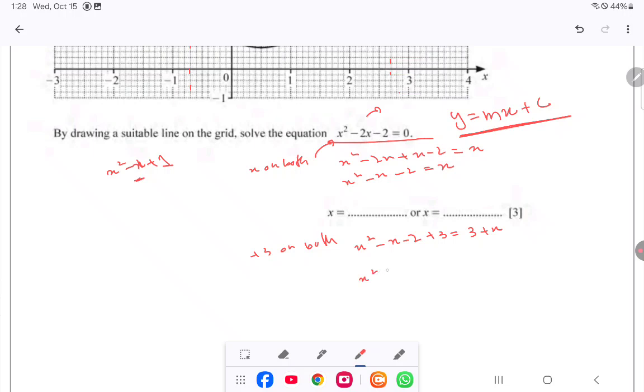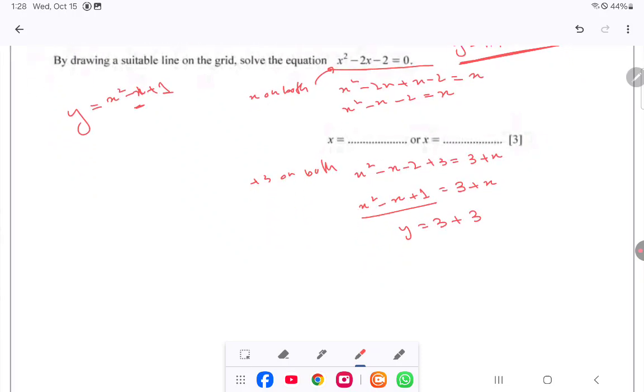Now x squared minus x plus 3 minus 2 will give you positive 1, equals 3 plus x. Now we can substitute this, which is equal to y. y is equal to 3 plus x, we can say x plus 3. This is now our line equation in which the x coefficient is 1, so our slope is 1, and our c is equal to 3.